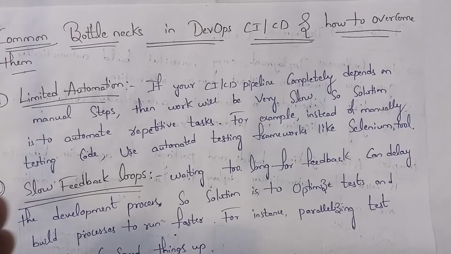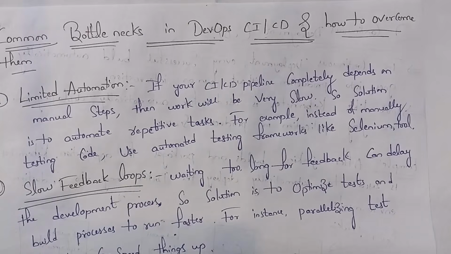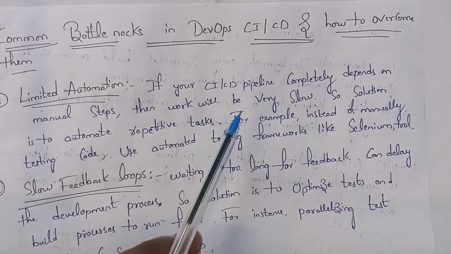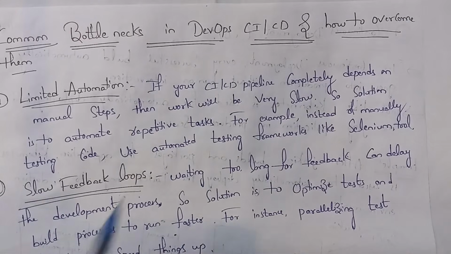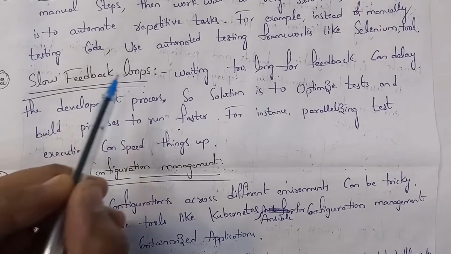Next, I will explain common bottlenecks in the DevOps CI/CD process and how to overcome them. The first one is limited automation. Guys, if continuous integration and continuous deployment are performed manually by human beings, then it will take a lot of time. That is why in the DevOps CI/CD process, we will completely use various automation tools in order to perform all these operations automatically. The second one is slow feedback loops.